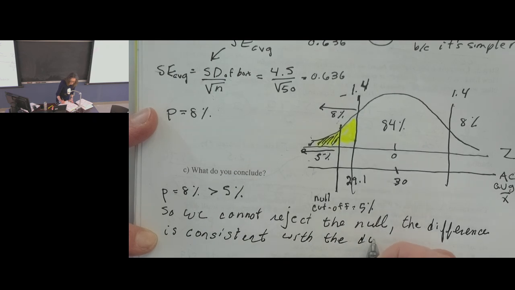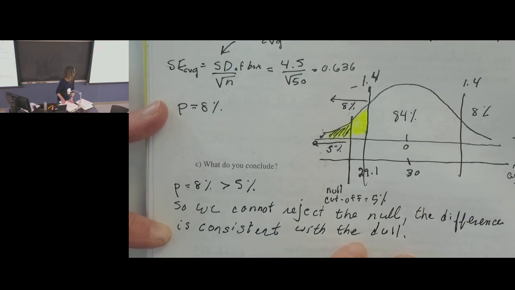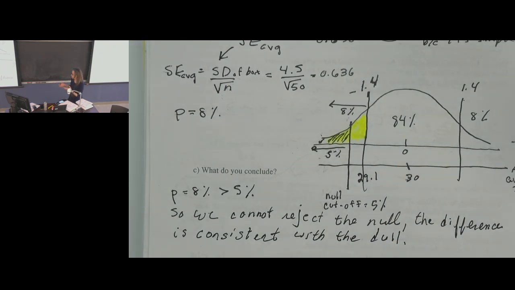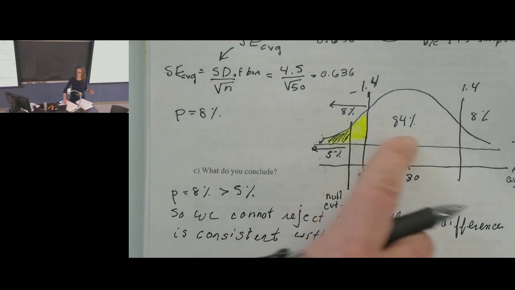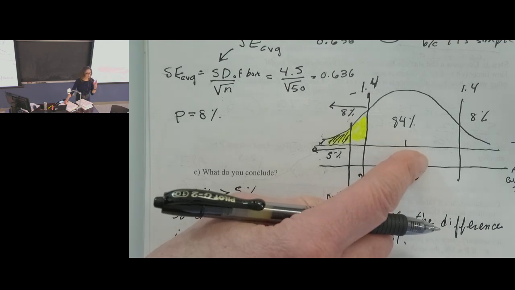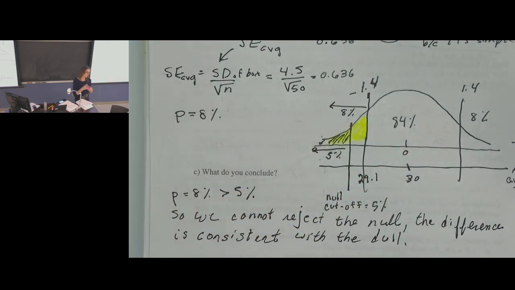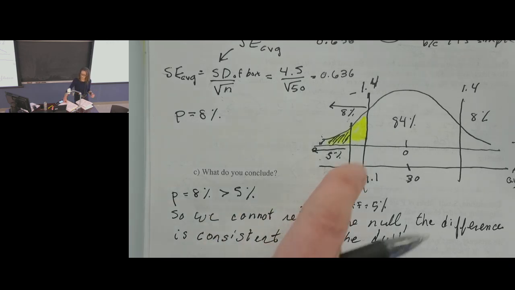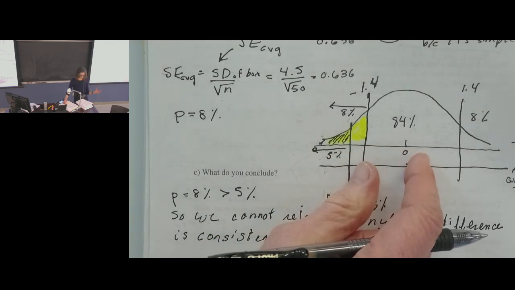It's small and could just be due to chance is the idea. Now, why do we say it this way? Why don't we say we accept the null? And some people do. Why don't we just say we accept the null? Because people don't want to get it confused with saying that we proved the null. We assume the null, so we really can't prove it.